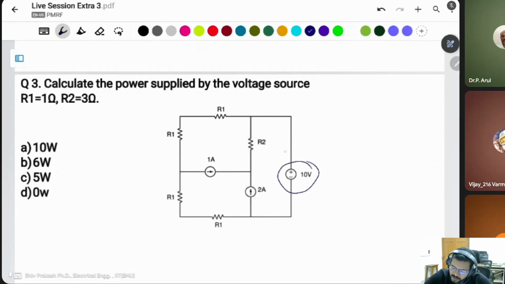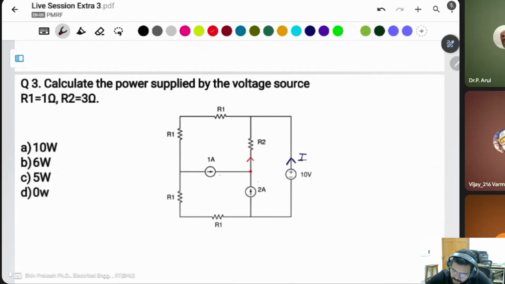Power supplied means current leaving from the positive terminal, in this direction. Current leaving from the positive means it supplies power. Suppose we take the current as I here. In this case, this current is I1, 1 ampere, and this is 2 ampere. Both are coming into this node.